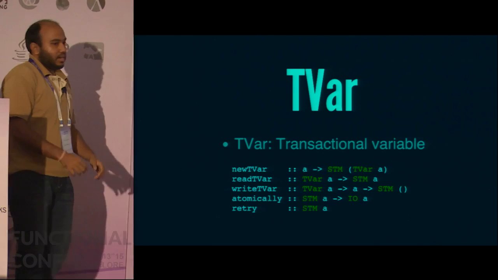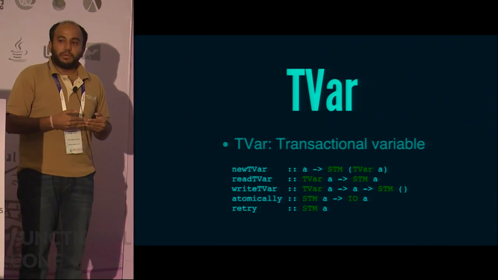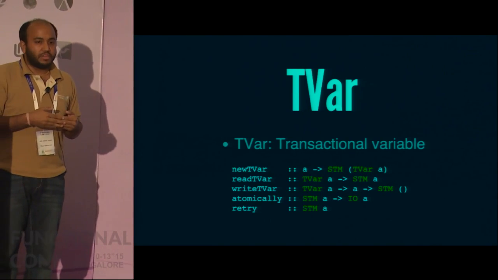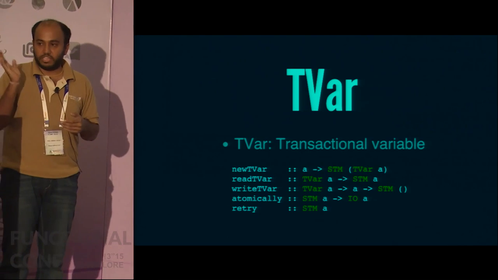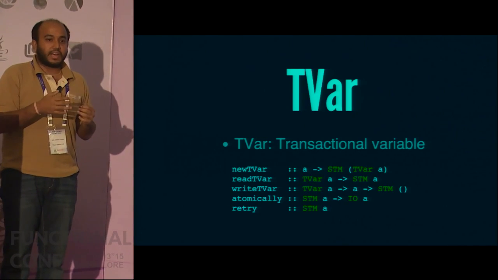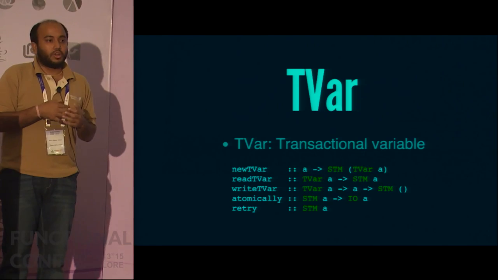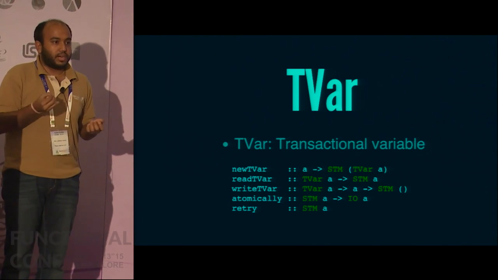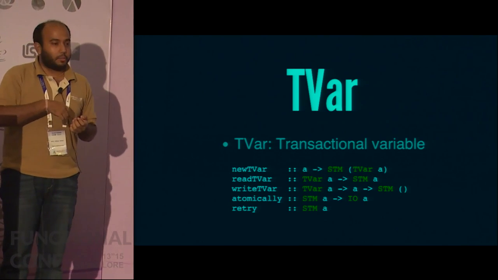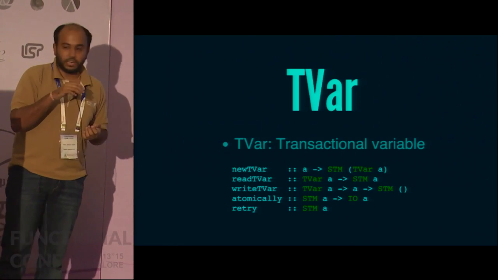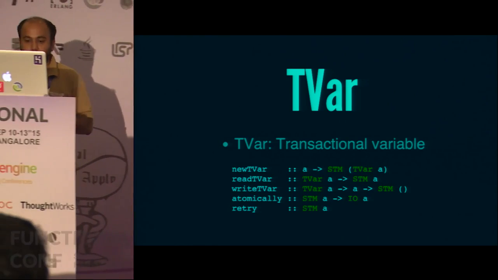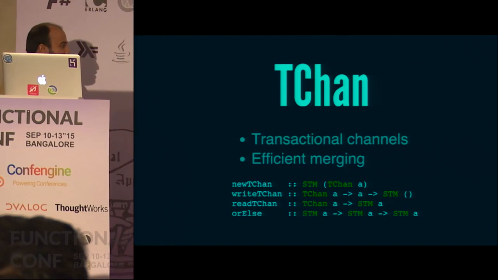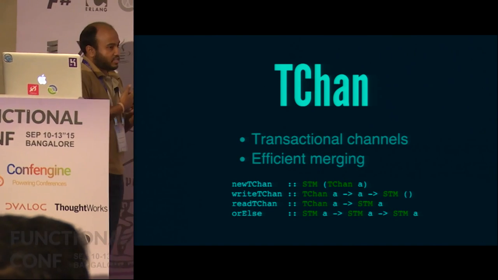Retry basically means that something went wrong in my transaction and I want to rerun this, right? So you're running a transaction and see that some value is not what you want it to be to run that transaction. It's a retry. That means that everything I've done in this transaction, rerun it from the beginning again, right? That's TVar. Quickly, TChans are channels, transactional channels.